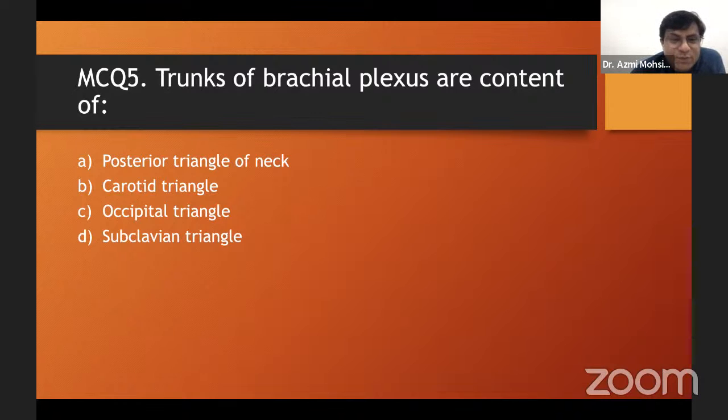Okay, when you have to answer an MCQ, you have to be precise. The people who have answered A as the answer are not wrong, but they are also not correct. Because in an MCQ, you have to be precise, and the more precise answer is subclavian triangle, the lower half, the lower portion of the posterior triangle. I told you it's divided by the inferior belly of omohyoid. The lower triangle, that supraclavicular or the subclavian triangle, that's where you find the trunks of brachial plexus.